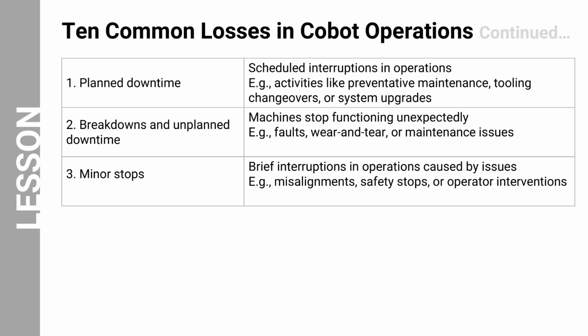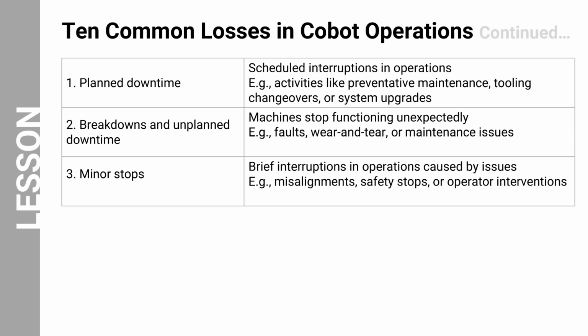Number 1. Planned downtime. Planned downtime refers to scheduled interruptions in operations for activities like preventative maintenance, tooling changeovers, or system upgrades to ensure the long-term reliability and adaptability of equipment. For example, in the EV industry, this includes reconfiguring robotic cells for new model year production.